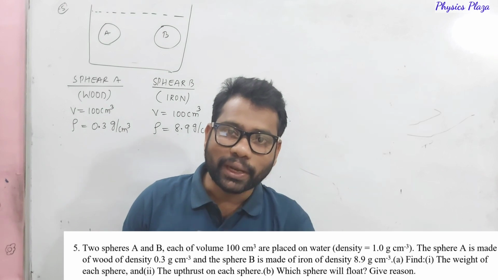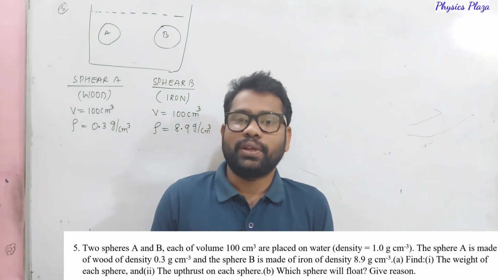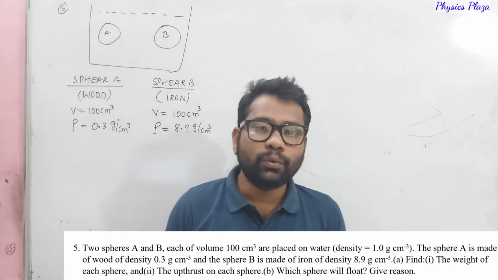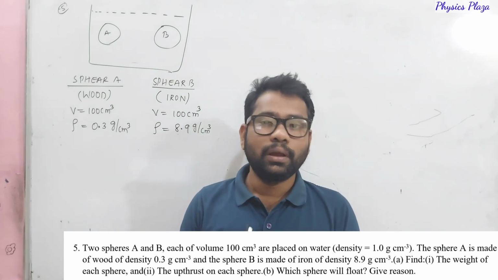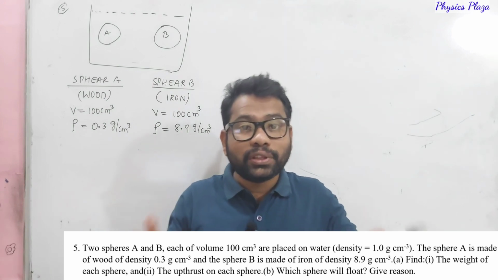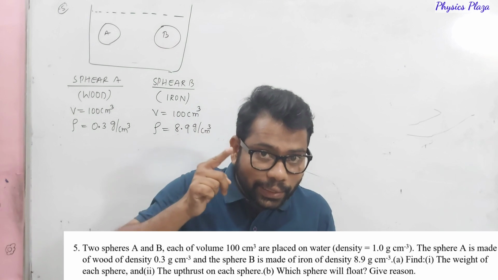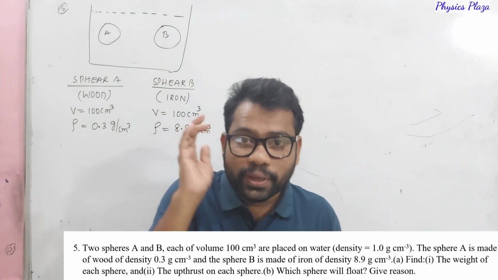So three things we have to calculate. First, let us calculate the weight of each sphere. Children, as it's a sphere, we need to calculate the weight. Weight is equal to what? W is equal to m into g, mass into g. But in the question, mass is not given at all. Without knowing the mass, how can we calculate the weight? So first we have to calculate the mass. From that we can calculate the weight of each sphere.